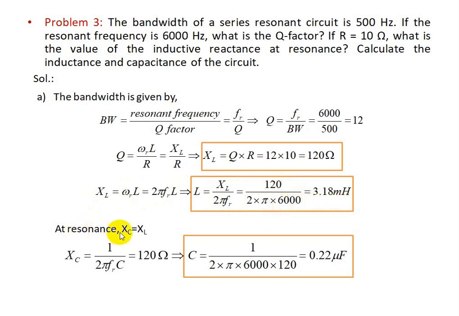Also, we know that at resonance XC equals XL. So XC is 1 by 2 pi Fr into C. Equate this to 120 ohms, since we have already found XL and XC will be the same as XL. Now get the value of C. It is 1 by 2 pi 6000 into 120, which comes to be around 0.22 microfarad.